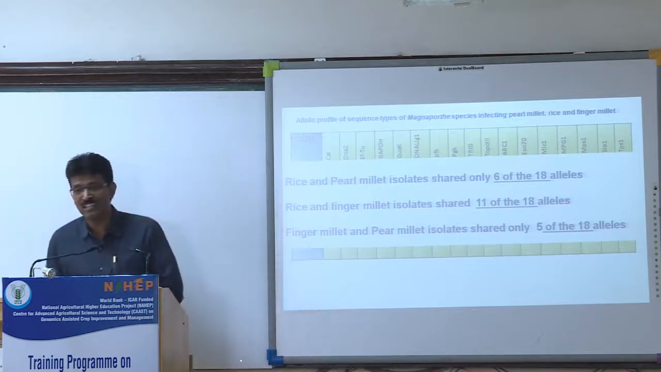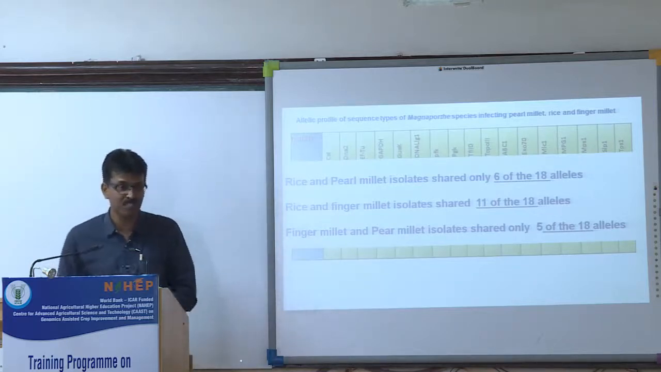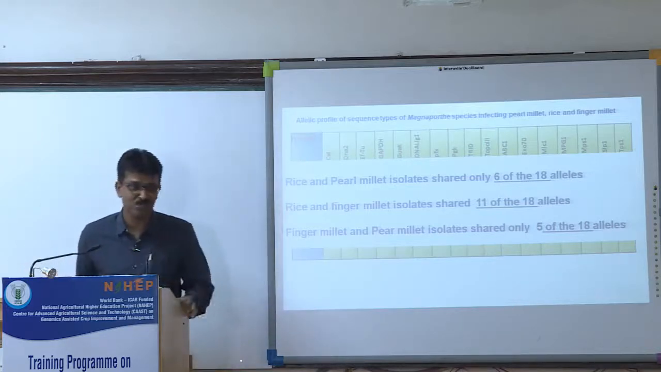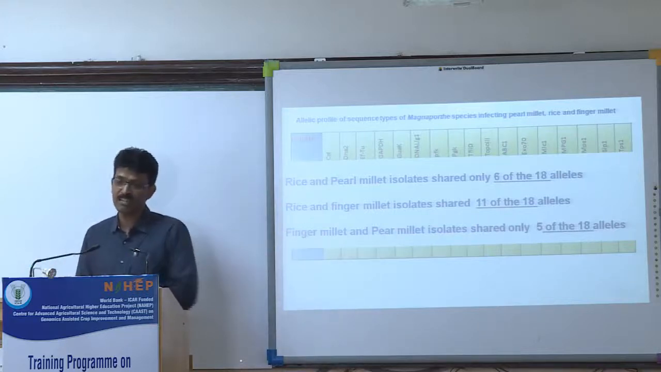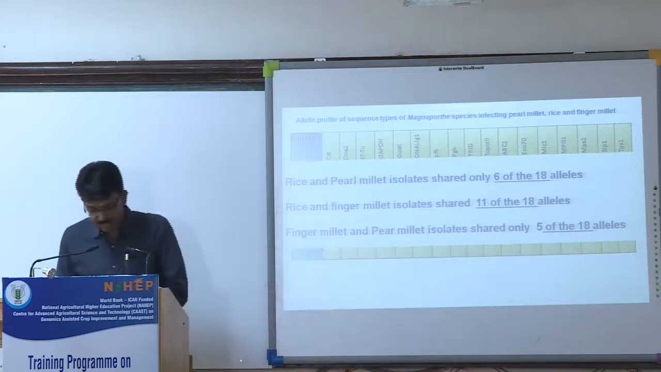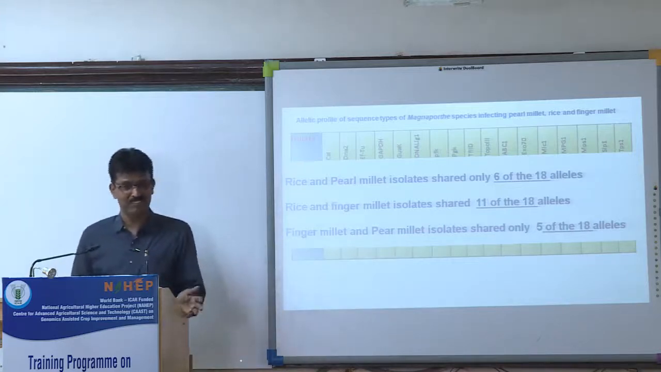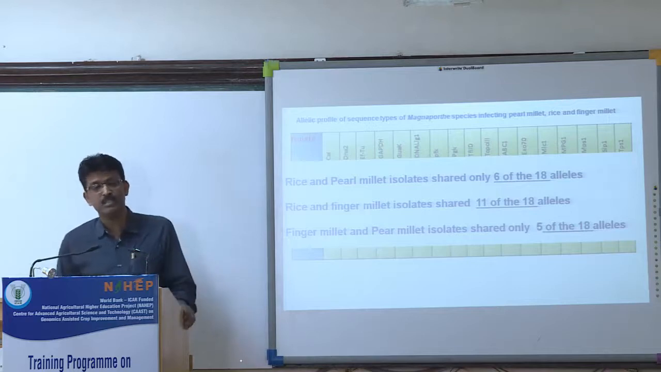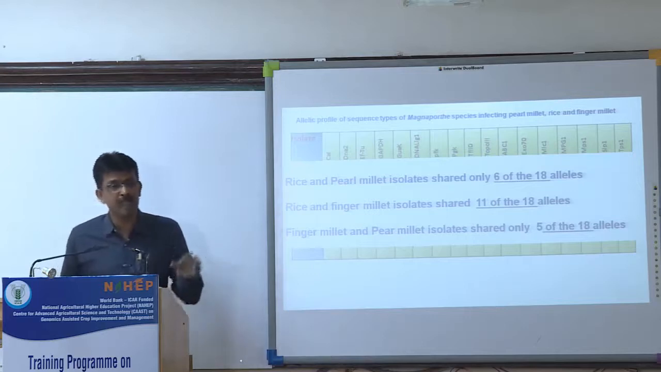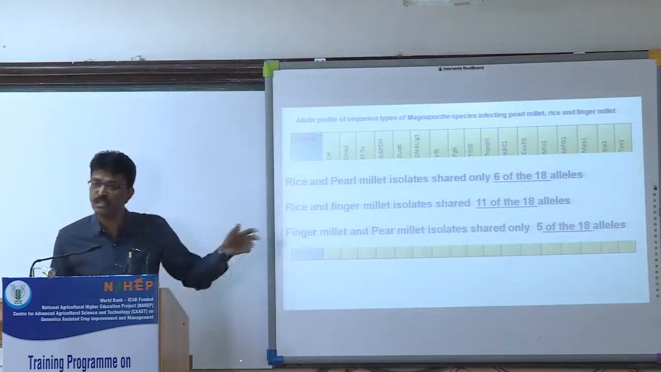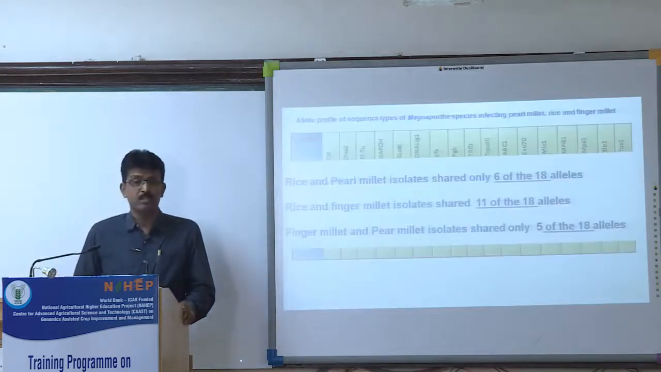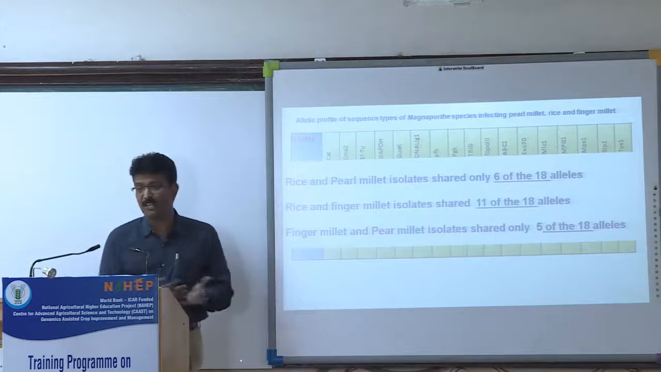So, what does it convey? The previous molecular phylogenetic tree also highlighted that finger millet is a little bit closer to rice, and that is once again reflected here. 11 of the alleles are common between finger millet and rice, and between finger millet and pearl millet, only 5 of the 18 alleles are common. This kind of information is very useful in population genetic analysis, which speaks about the behavior of the pathogen population in a field or in a location. And the question here is how to visualize this result. That is very, very important.